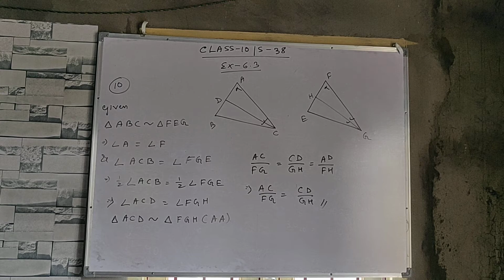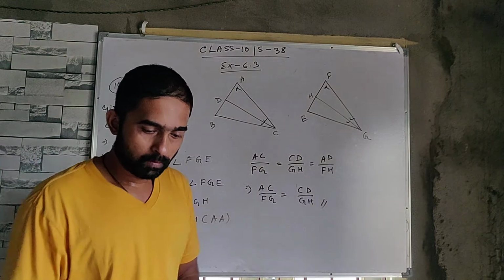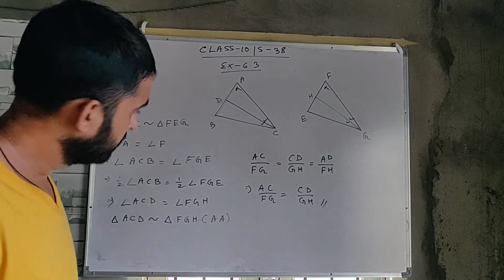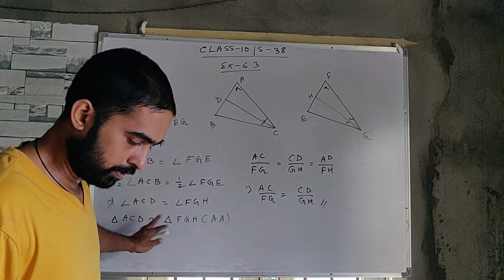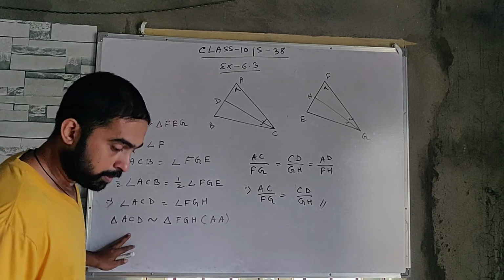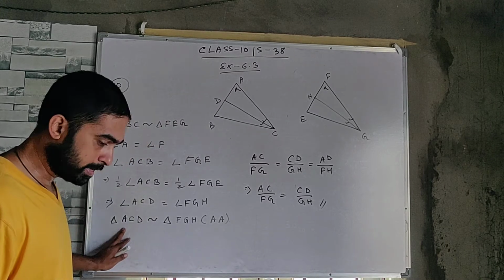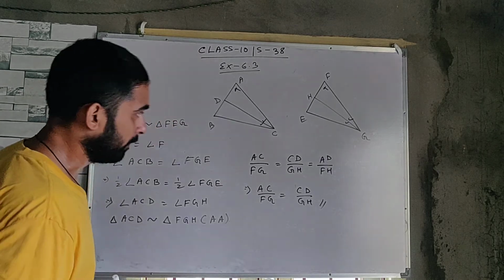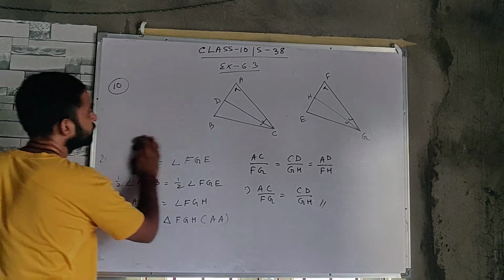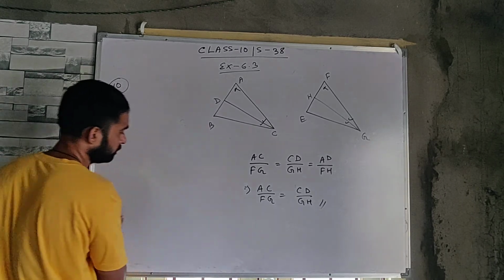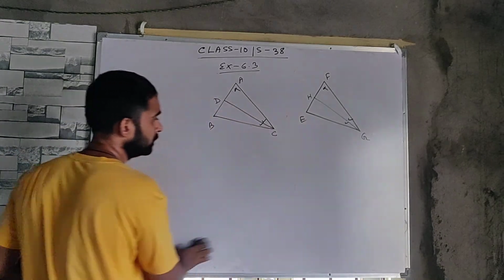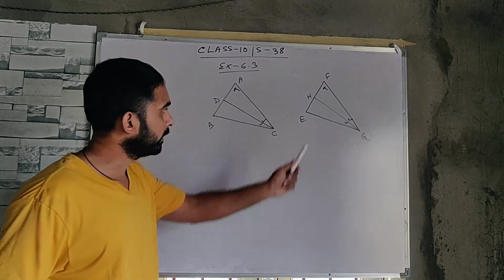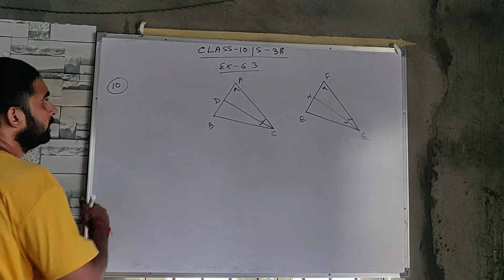Now what is the second part? The first and third are done, because the third part asks to prove triangle DCA is similar to triangle HGF, which is done. So now only question number 2 is left. What is question number 2? We have to prove that triangle DCB is similar to triangle HGE.